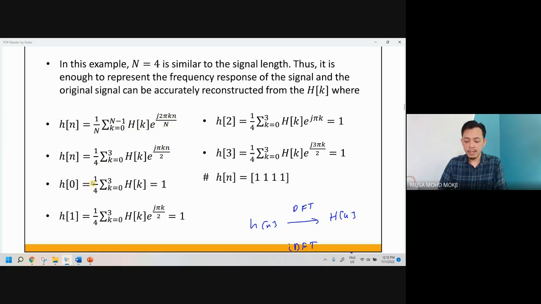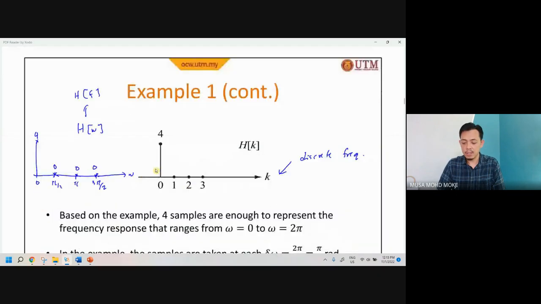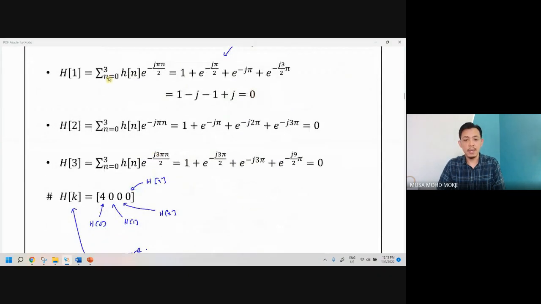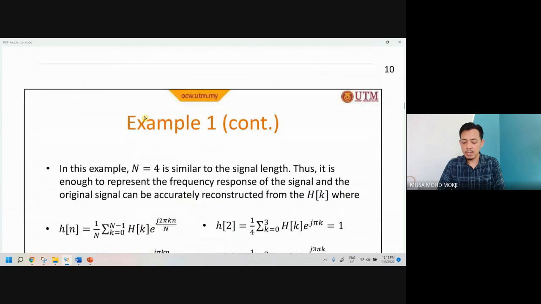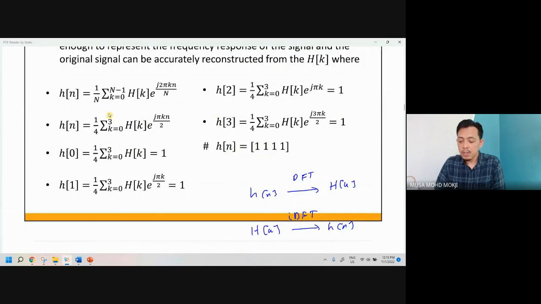All right, and then to find H0, because we have N equals 4, it means that Hn is supposed to have 4 samples also. So n is 0, 1, 2, and 3. So H0 is plug in this. This is n. Now this is k, right? Previously, this is n, because we were converting from n to k. Now it is from k to n. So that's why the summation range is for k, from 0 up to 3. Then multiply with Hk, you will get 1.